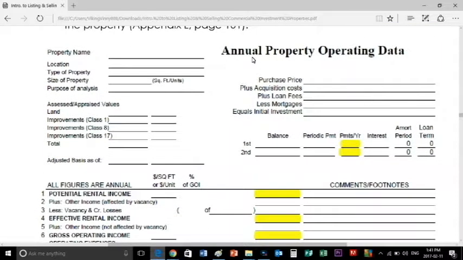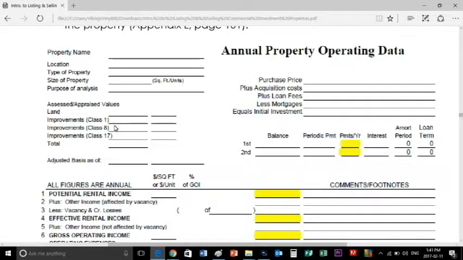So if you take a look at the sheet here, we've got the annual property operating data. So that's what we call it, APOD. Property name, plug it in. Location, type of property, size of property, square feet, and also units. Purpose of analysis. Then we go down here to the assessed appraised values of the land.